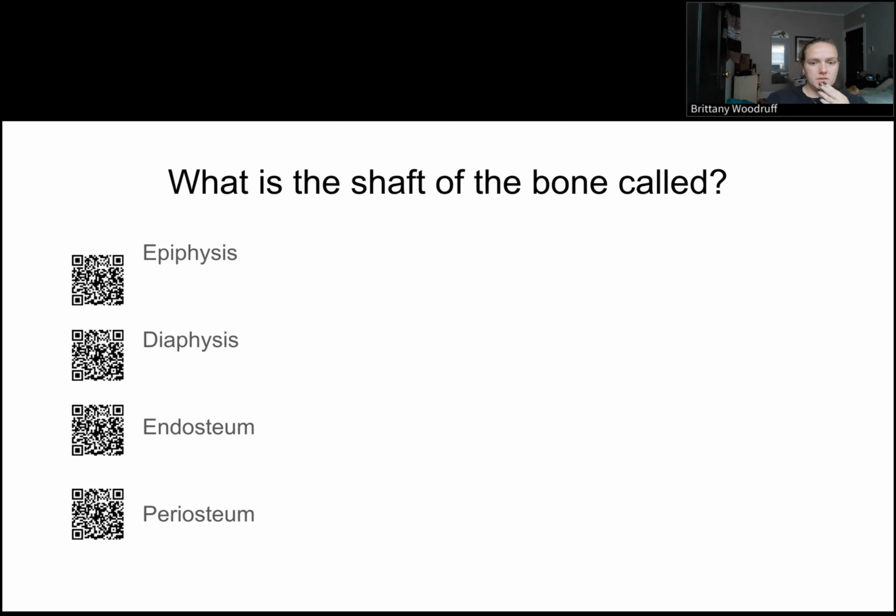Yeah, so the shaft of the bone is going to be called the diaphysis. Remember, epi means outer, right? So epiphysis, you're talking about the outer ends. Endo means inner. It's going to be that inside lining, inside that medullary cavity. Periosteum is going to be that outermost lining. So diaphysis is going to be the shaft.